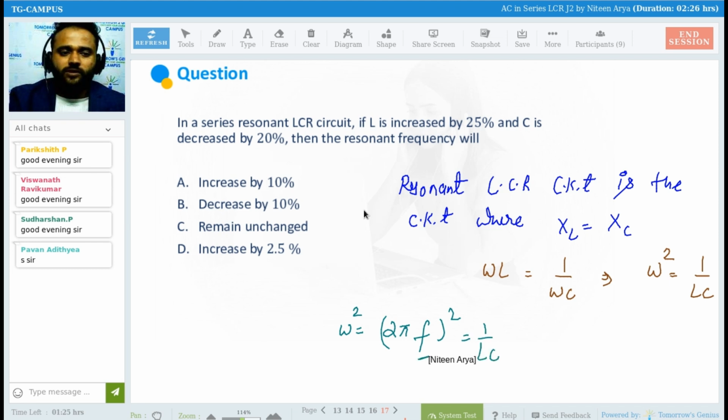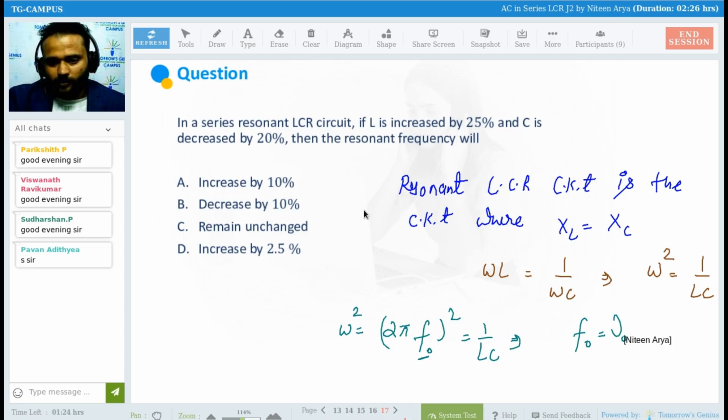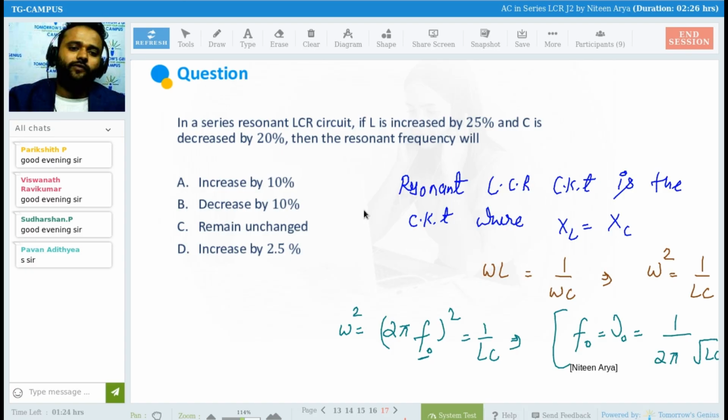So beta, this frequency is known as resonance frequency or natural frequency. So I can write f naught, or sometimes writing it this way, v naught, is nothing but 1 upon 2 pi, taking the square root of both sides, square root of LC. So this is the main thing for now.